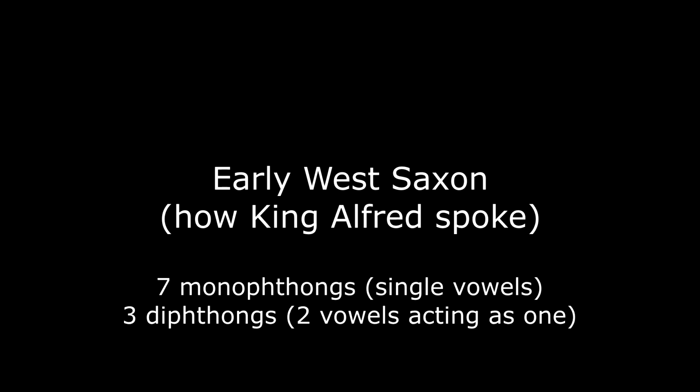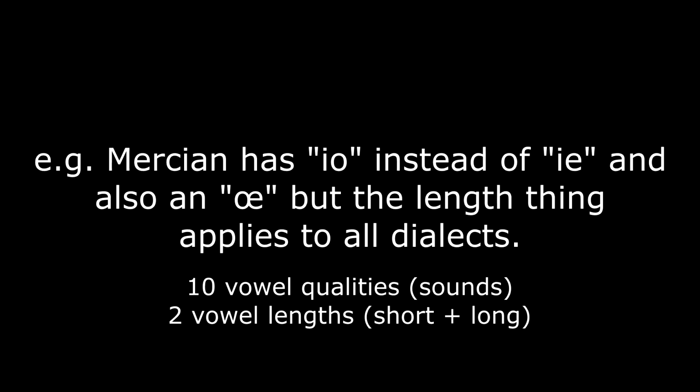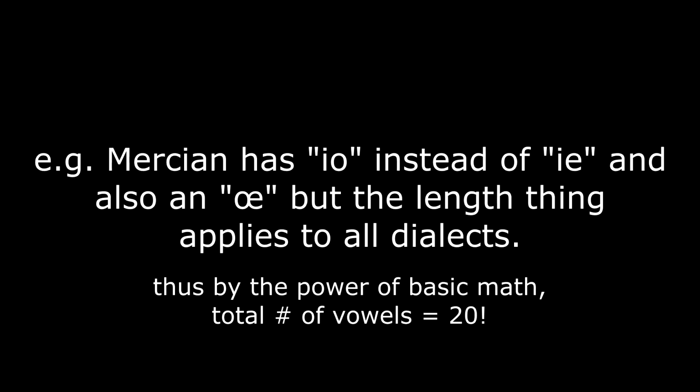Now, that being said, the early West Saxon dialect, which is what I usually aim to speak, had 7 monophthongs, which means simple vowels, and 3 diphthongs, which means 2 vowels acting as one syllable. So, in addition to these 10 qualities, the 7 monophthongs, 3 diphthongs, you could have short and long versions of all 10. So, that brings the total number of distinctive vowels up to 20. Now, that might sound like a lot, but it really isn't all that bad.